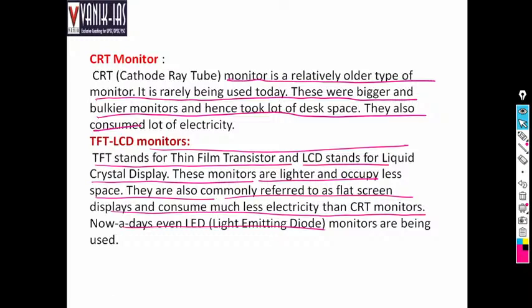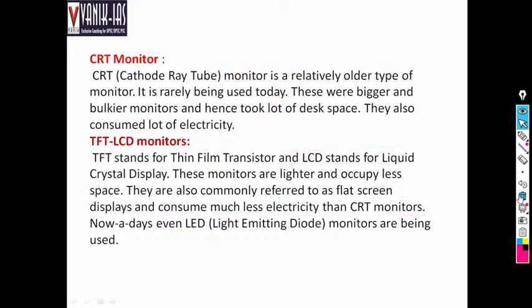One is the CRT monitor, the cathode ray tube monitor. What is a CRT monitor? These are big size monitors, the older type of monitor. They are rarely used today. Somewhere you have seen in houses cathode ray tube monitors. They are very big in size, like the TV. They also consume a lot of electricity. They are not energy efficient, right?